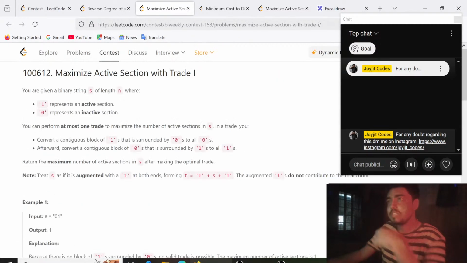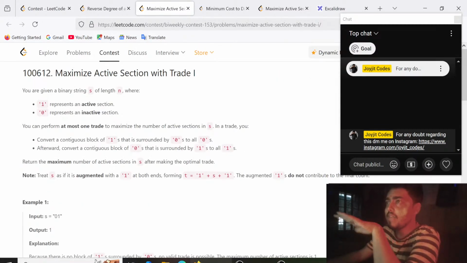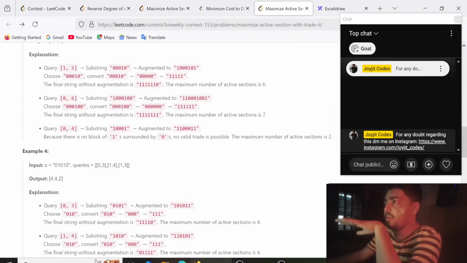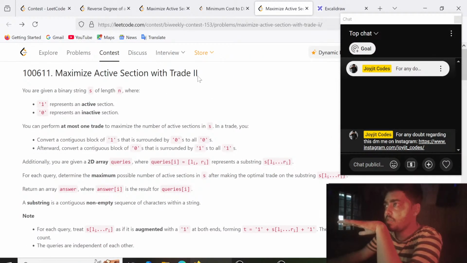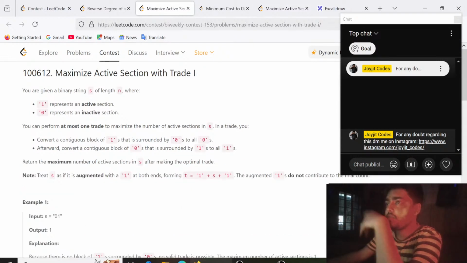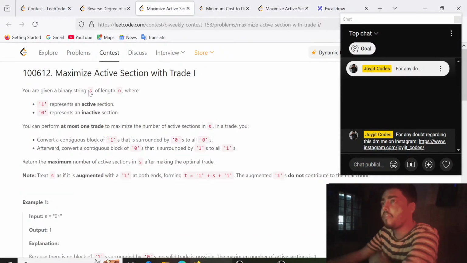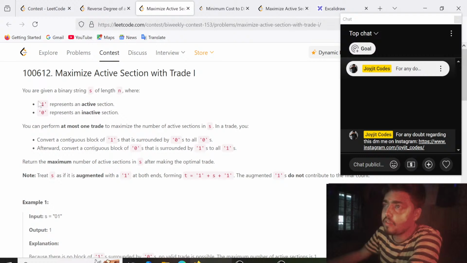Okay, so let's move on to the next problem. It is maximize active section with trade 1, the second problem of this contest. First let's understand the first part. You're given a binary string s of length n, where 1 represents an active section and 0 represents an inactive section. You can perform at most one trade to maximize the number of active sections in s.